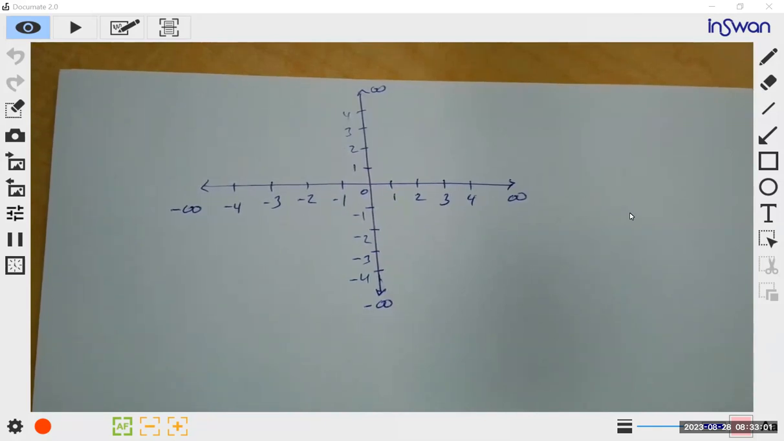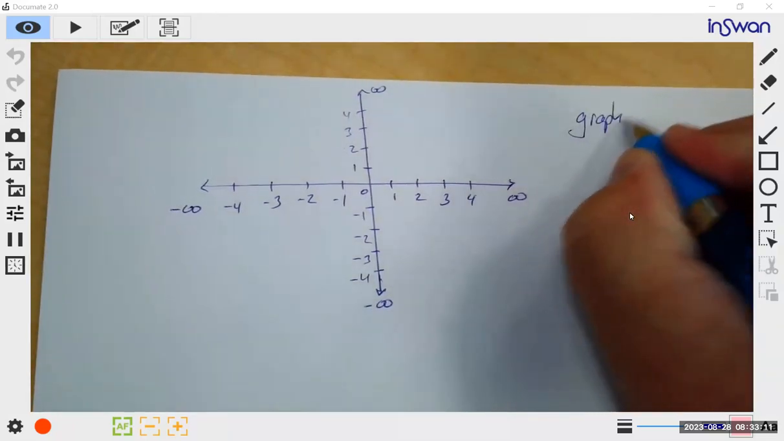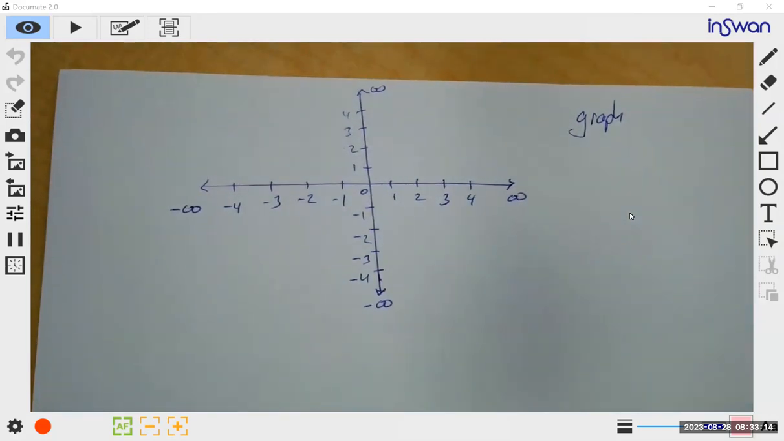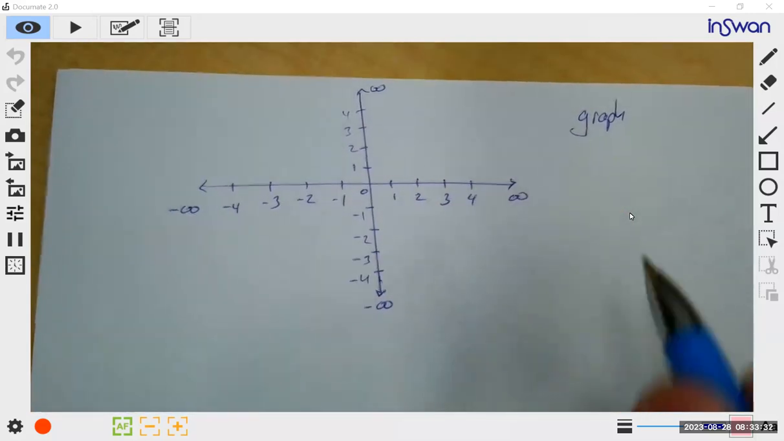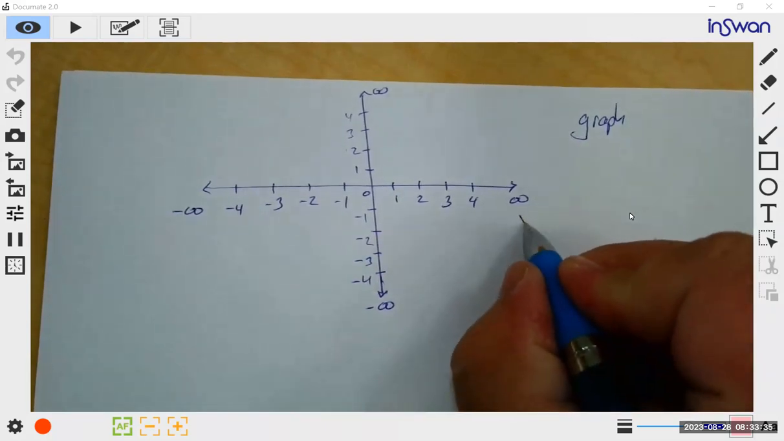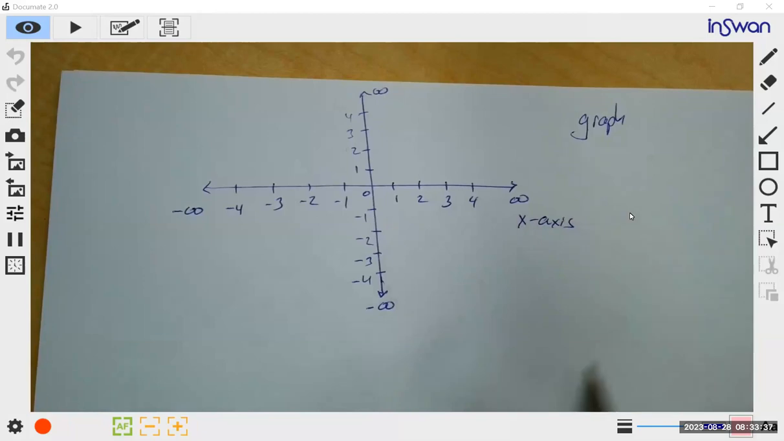What do we call that? Does anybody remember the name of this thing? Well, we definitely call it a graph. But remember, a graph by definition is a pictorial representation of an equation or a function. It's not really a graph because there's no dots on there. What do we call the horizontal axis? What comes first, x or y? So that's what we call the x-axis. And then the vertical one?